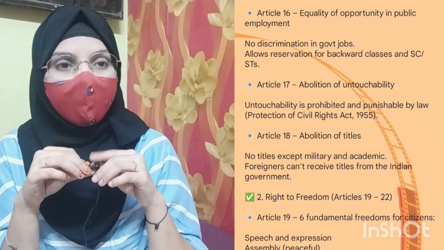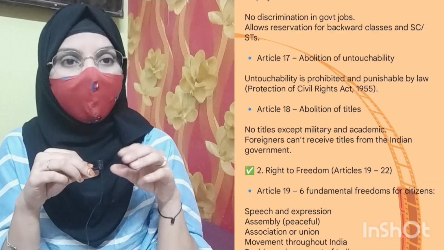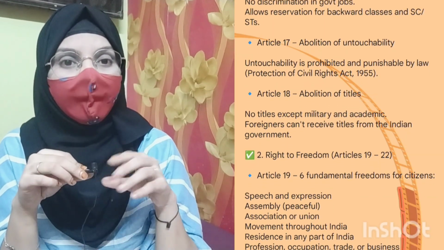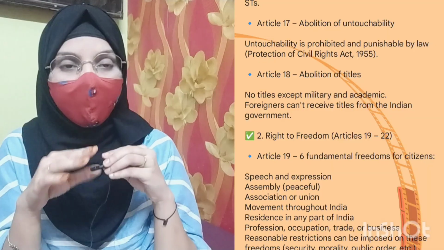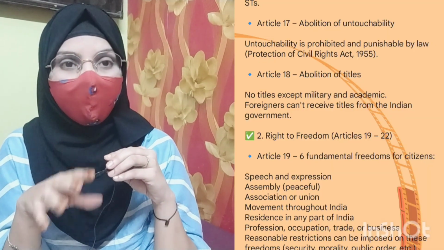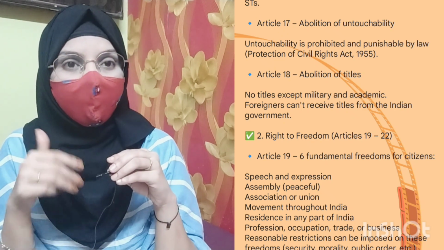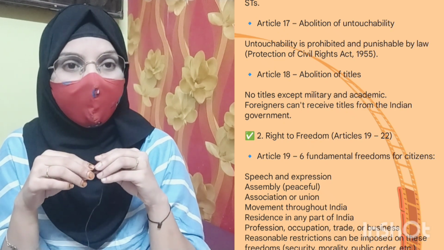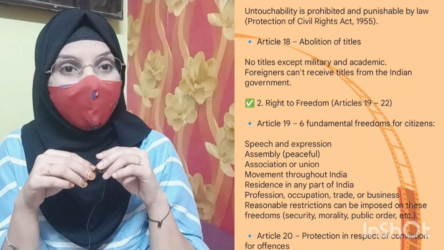The next one is right to freedom of religion, Article 25 to 28. These articles guarantee religious freedom to all individuals. Article 25 gives freedom of conscience and the right to freely profess, practice and propagate religion. Article 26 allows religious denominations to manage their own affairs. Article 27 ensures that no person is forced to pay tax for the promotion of any religion. Article 28 bans religious instruction in government-run educational institutions.